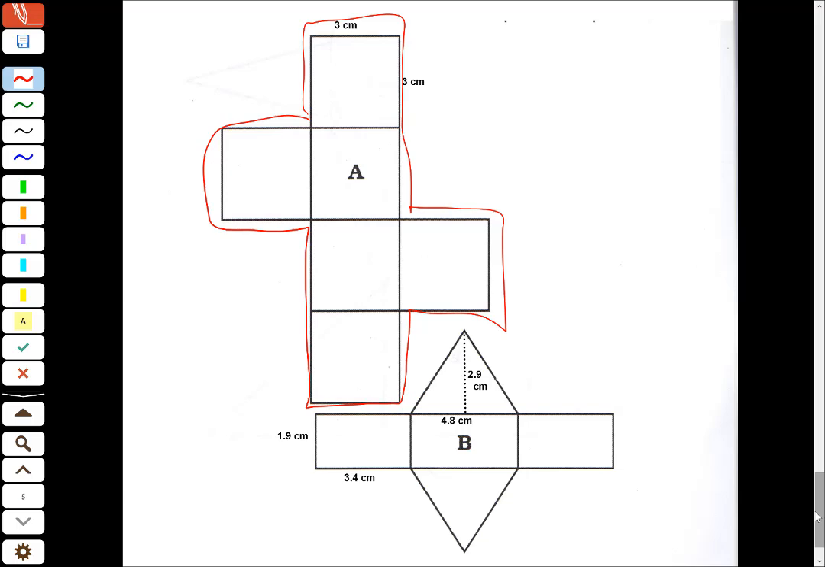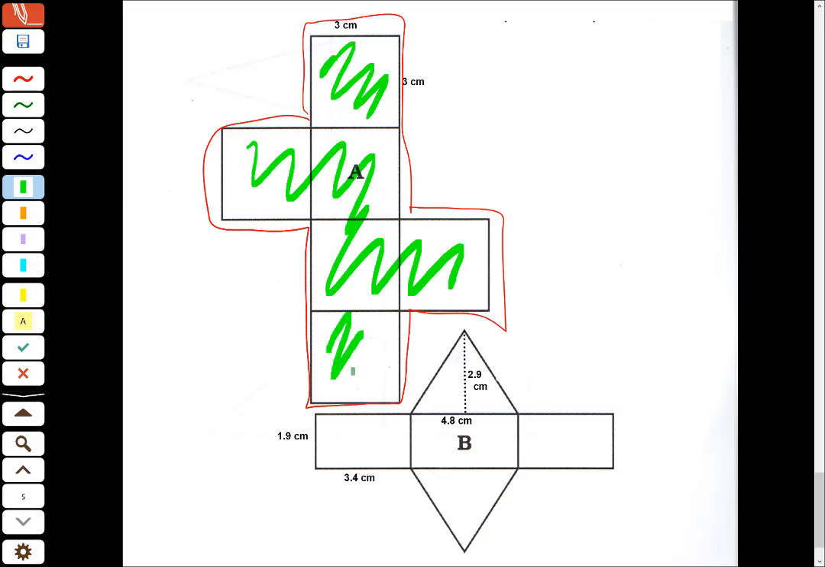So we use nets to conceptualize the idea of surface area. So the area of this flat space, all of this filled in with these 1, 2, 3, 4, 5, 6 squares, is the surface area of the cube, right? It's the flat areas that go around the surface, on every one of the faces.